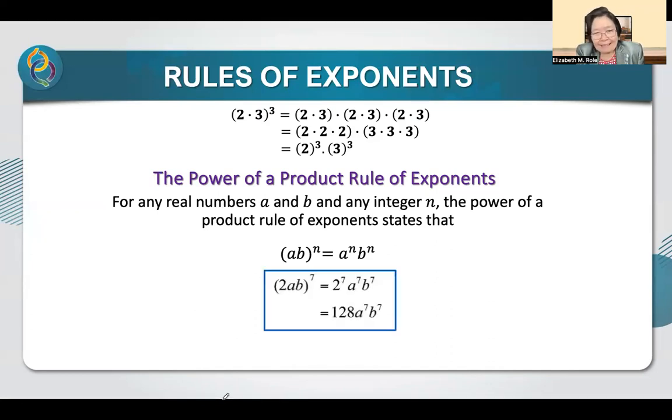Power of a product. So, like this example here, (2ab) to the 7th is just raise 2 to the 7th power, raise a to the 7th power, raise b to the 7th power. So your final answer will be 128 a to the 7 b to the 7. So let me repeat: if you have a product and you're raising that product to a power, then you raise each of the values to that same power. a to the n times b to the n.